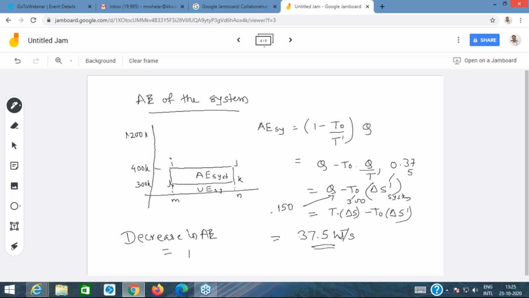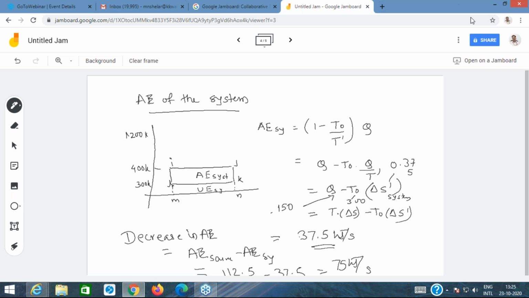Okay, so the decrease in available energy, which is the same as the increase in unavailable energy, is the available energy of the source minus the available energy of the system. So this comes as 112.5 minus 37.5. So this is 75 kilojoules per second. Okay, 75 kilojoules per second.